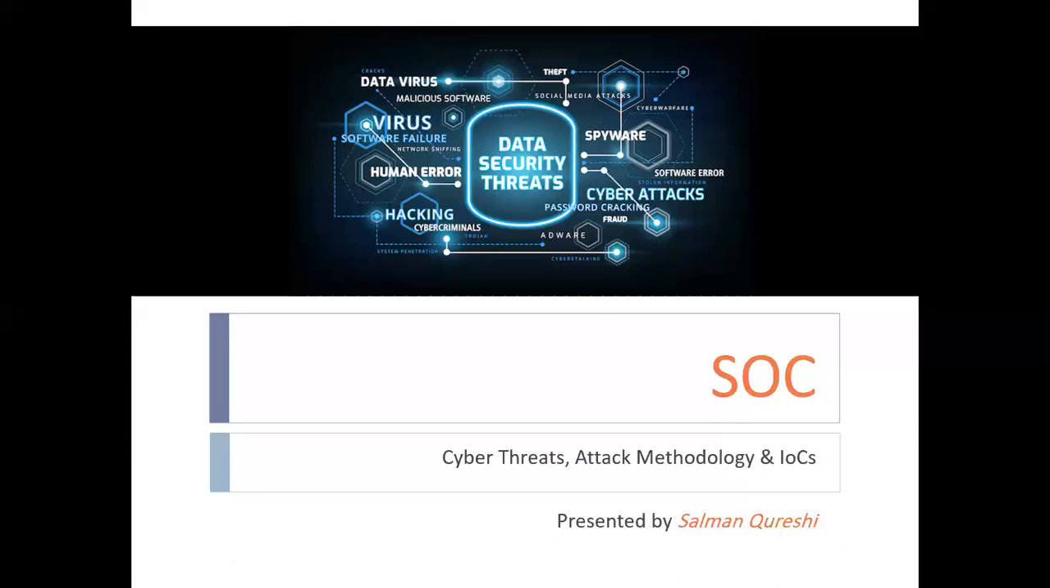Today, our session is the continuity of the last session where we discussed the SOC fundamentals, how a SOC operates, and what the different things in a SOC are, like the log sources, the endpoints, and the SIEM solution. So today, our discussion is related to cyber threats, attack methodologies, and IoCs.